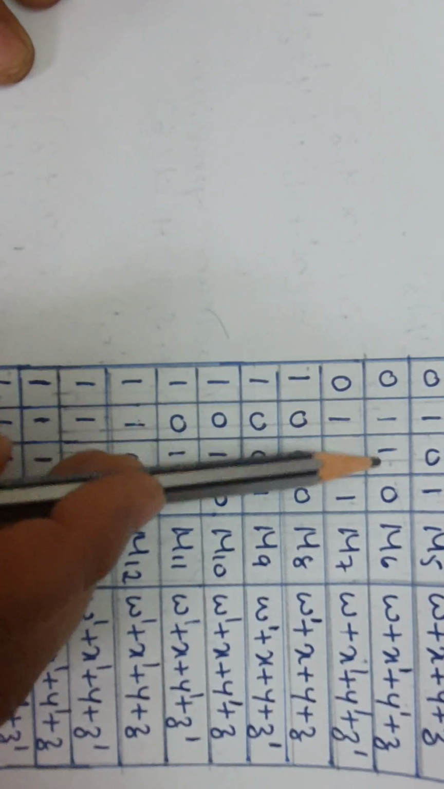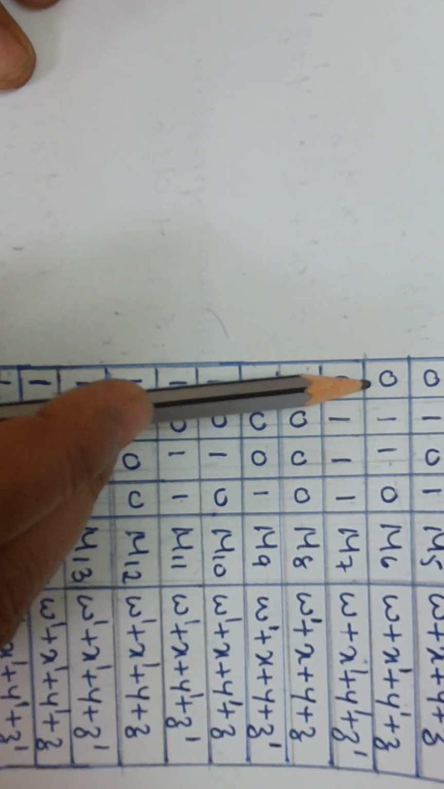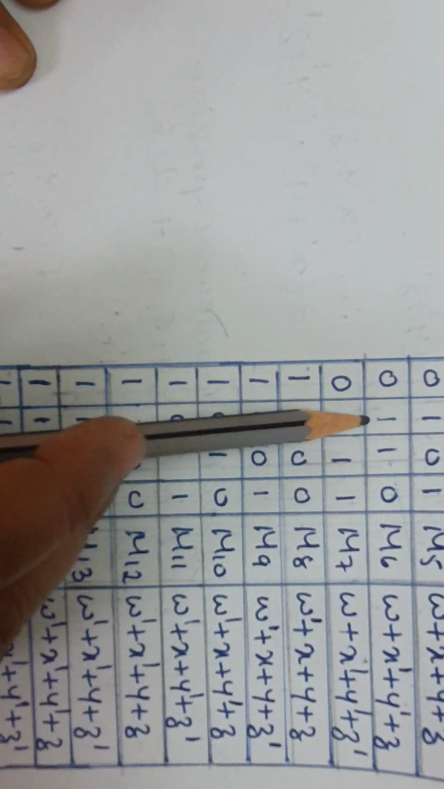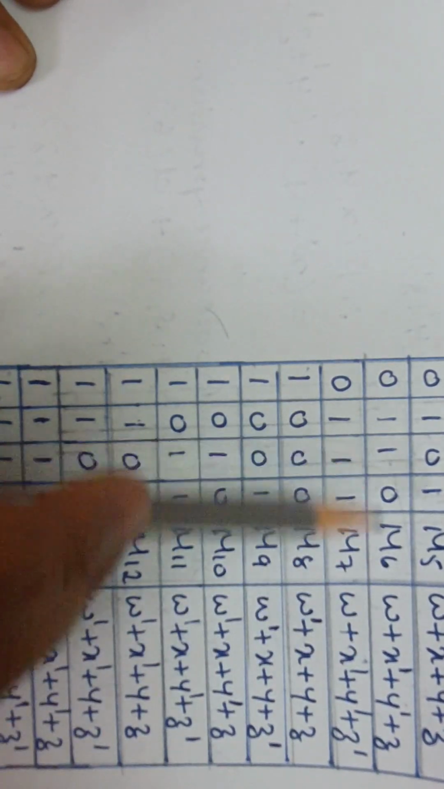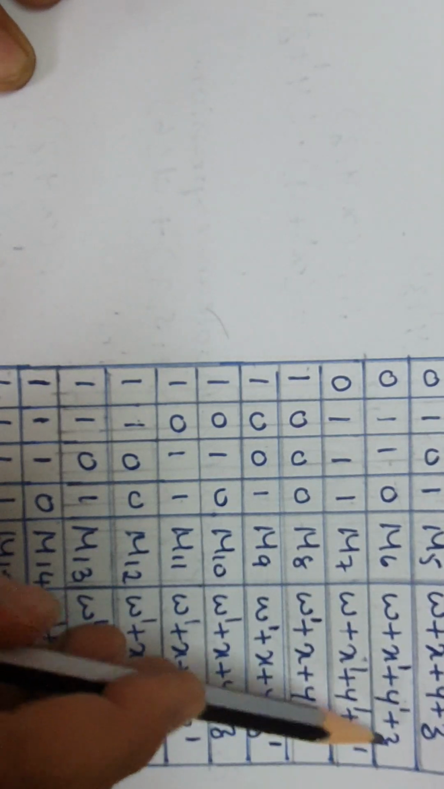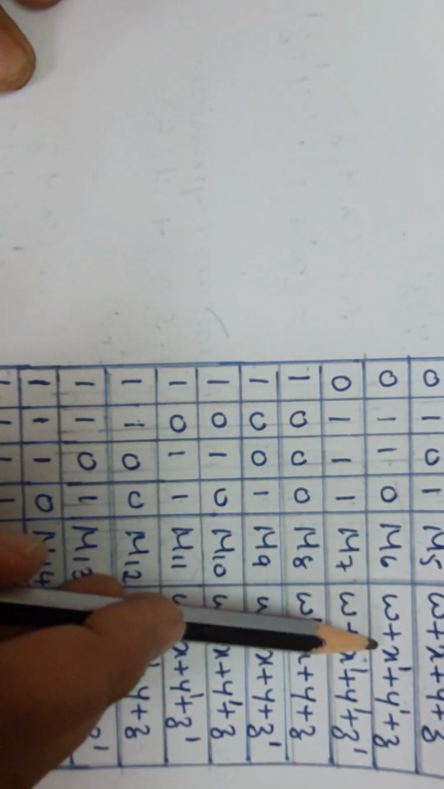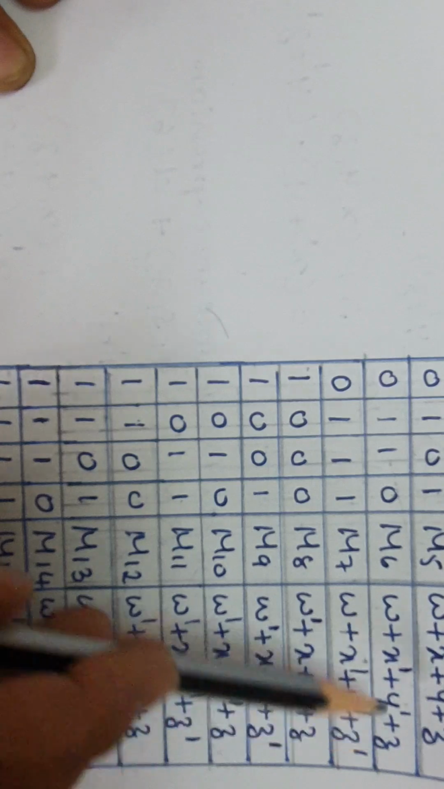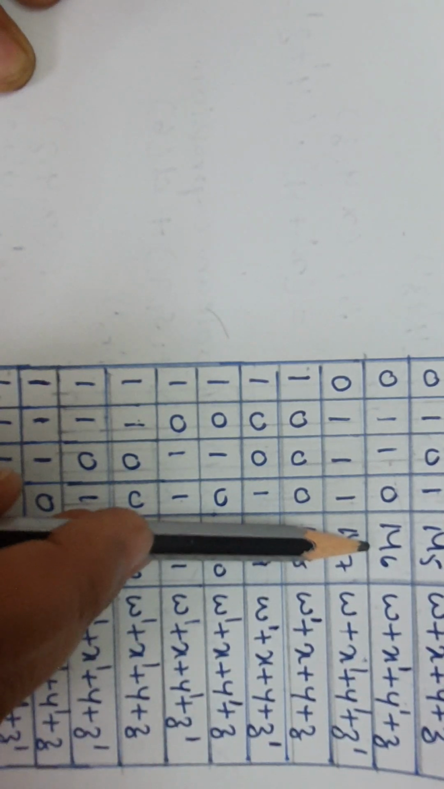Next 0, 1, 1, 0. W is 0, so w, x is 1, x dash, y is 1, y dash, z is 0, so z. Hence w plus x dash plus y dash plus z represents max term m6.